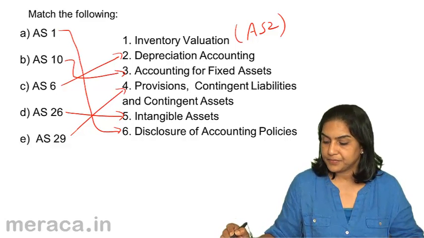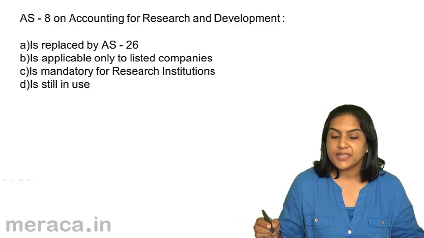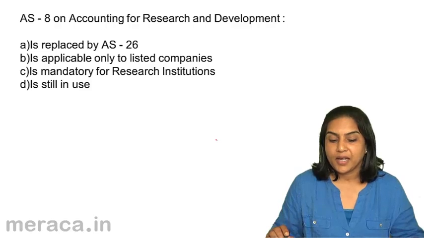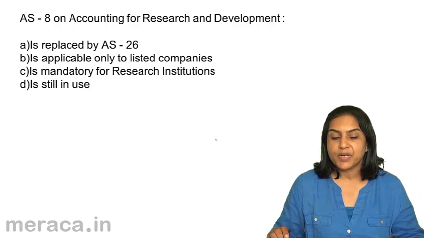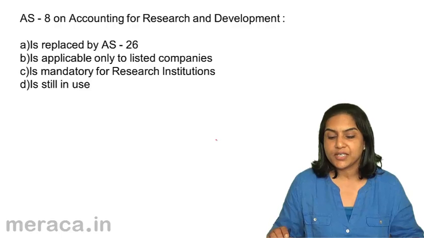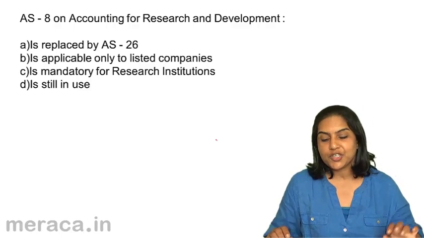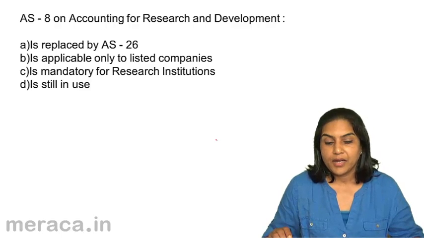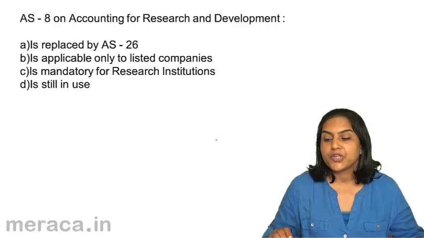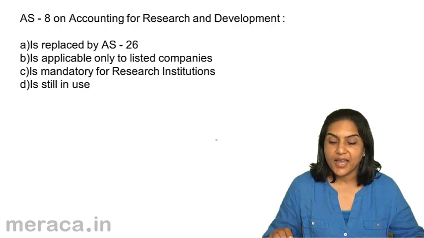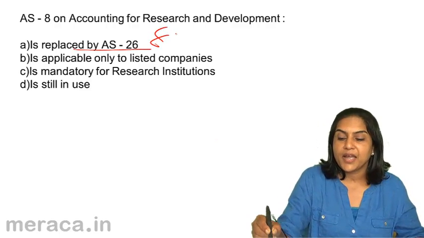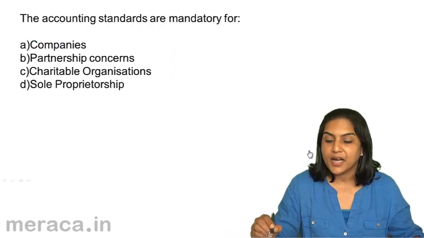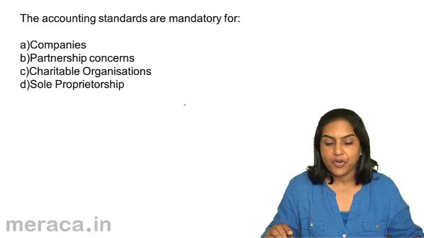Next. AS8 on accounting for research and development. A is replaced by AS26, B is applicable only to listed companies, C is mandatory for research institution and D still in use. AS8 accounting for research and development. Answer is A, has been replaced by AS26. Correct answer A.